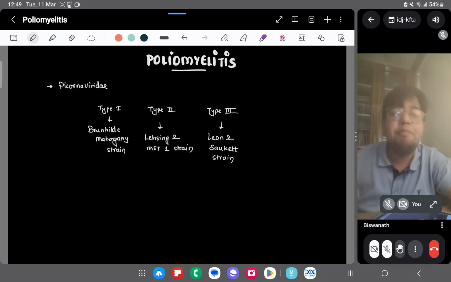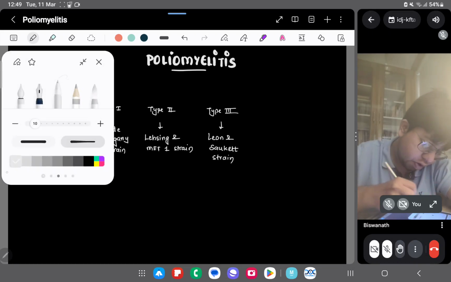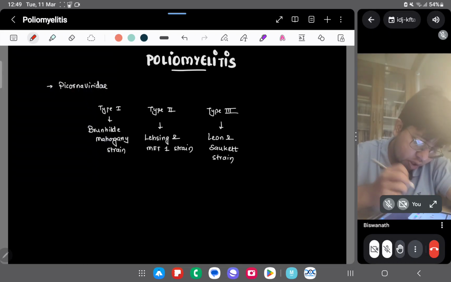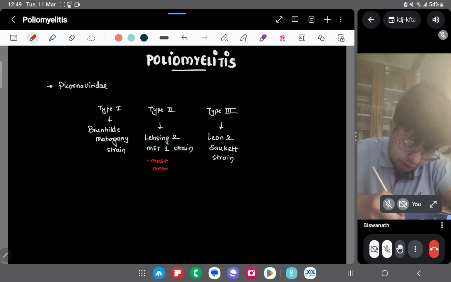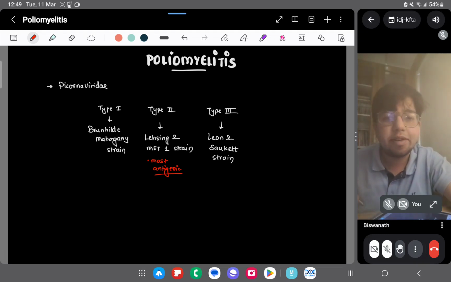And remember, this type 2 one, that is the Lansing and MEF1 strain, is the most antigenic one, and maximum antigenic variations are also seen in this type of strain, right?